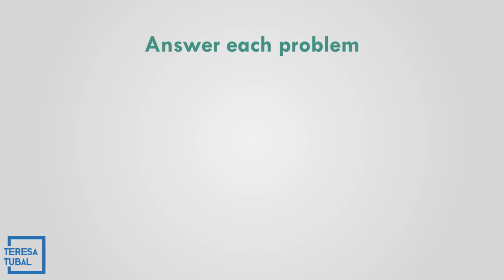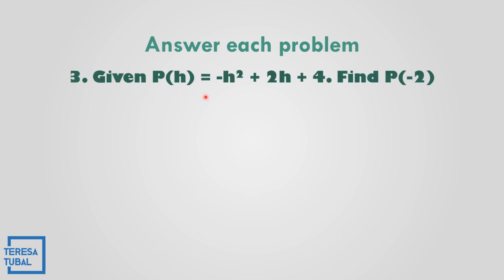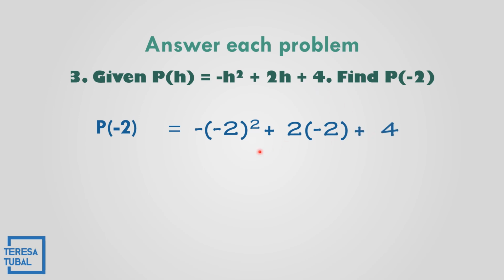How about number 3? If the given is P of h equals negative h squared plus 2h plus 4, find the P of negative 2. Let us replace negative 2 to the given equation. So, that becomes negative the quantity negative 2 squared. Bring down 2, replace h by negative 2, so plus 2 times negative 2, and then copy, positive 4.